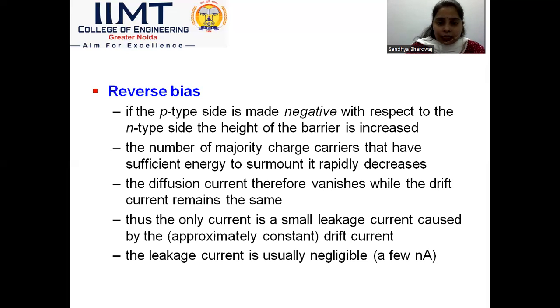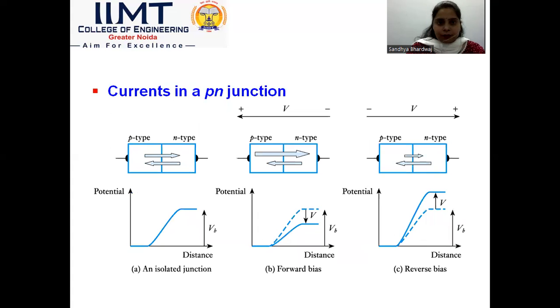Thus, the only current is a small leakage current caused by the approximately constant drift current. The leakage current is usually negligible. Current in a PN junction is shown in the figure. Here is some diagram and graphical representation of the P type and N type in forward and reverse bias, as we also talk about the isolated junction. So here are some graphical representations for the isolated junction, forward bias and reverse bias.